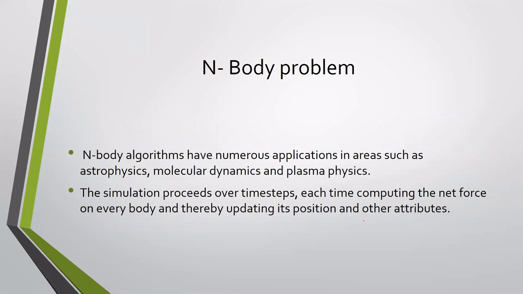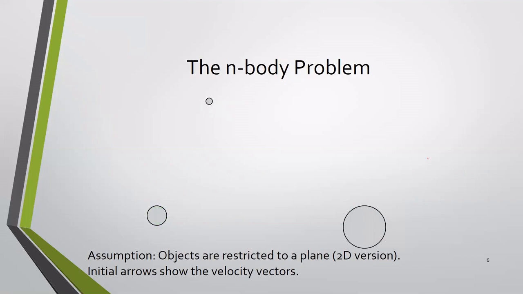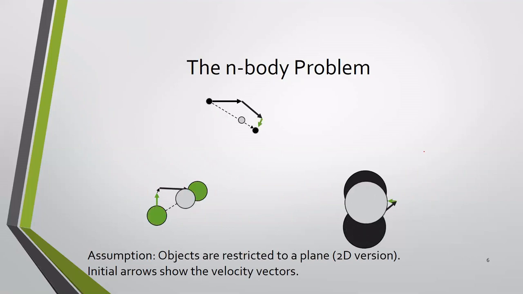The simulation proceeds in time steps, each one computing the net force on every particle and thereby updating its position and other attributes. You can see the simulated concept here. There are three particles of different masses. When the particles move, it affects the position and velocity of the other particles too. So here you can see that depending on the velocity and mass, the particles take a new position.